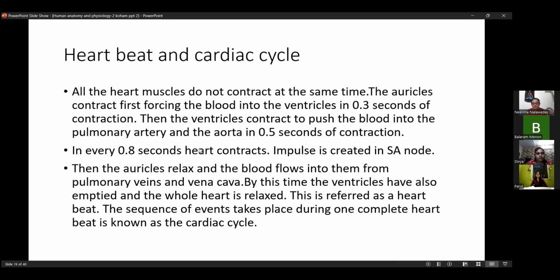Now the functions of how the heart works. In short, we are going to understand the heartbeat and the cardiac cycle. Now you know heartbeat, we use this word commonly: my heart is beating so fast, heartbeats are low, heartbeats are high. So what is this? What is a heartbeat? That total mechanism we are going to understand in simple words.